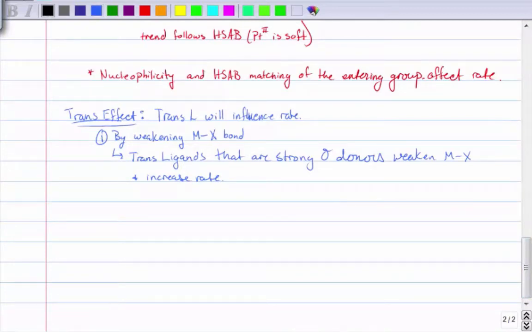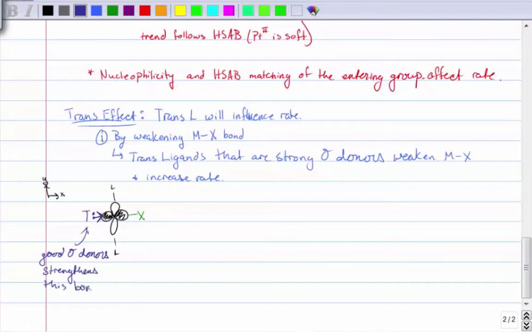The reason for this is that the trans ligand and the leaving group are actually sharing a metal d orbital. So if I define my axes here as y and x, I'm going to draw my dx squared minus y squared orbital on the metal. So my ligands were up here, and then I had my X group, which is leaving, and my trans ligand across from it. So this trans ligand is donating electron density into the orbital right across from the X group. And the more electron density you put into that orbital from T, or from the trans ligand, the less the X group, or this ligand over here, will be able to donate electron density. So things that are good sigma donors over here strengthen the T-metal bond and weaken the bond across from it.